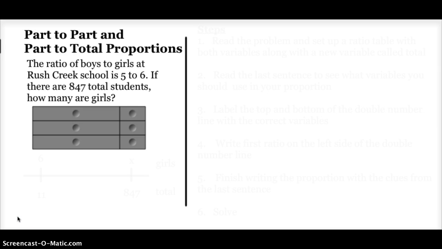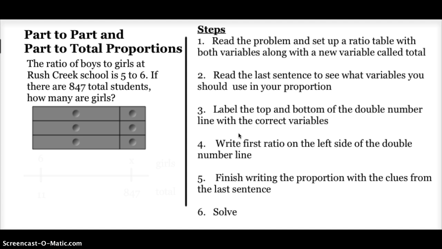This is a video that's going to help you set up part-to-part and part-to-total proportions. Now whenever I set up part-to-part or part-to-total proportions, I use the exact same steps. And those steps are listed here. The first step is to read the problem and set up a ratio table with both variables along with a new variable called total. So let's read the problem.